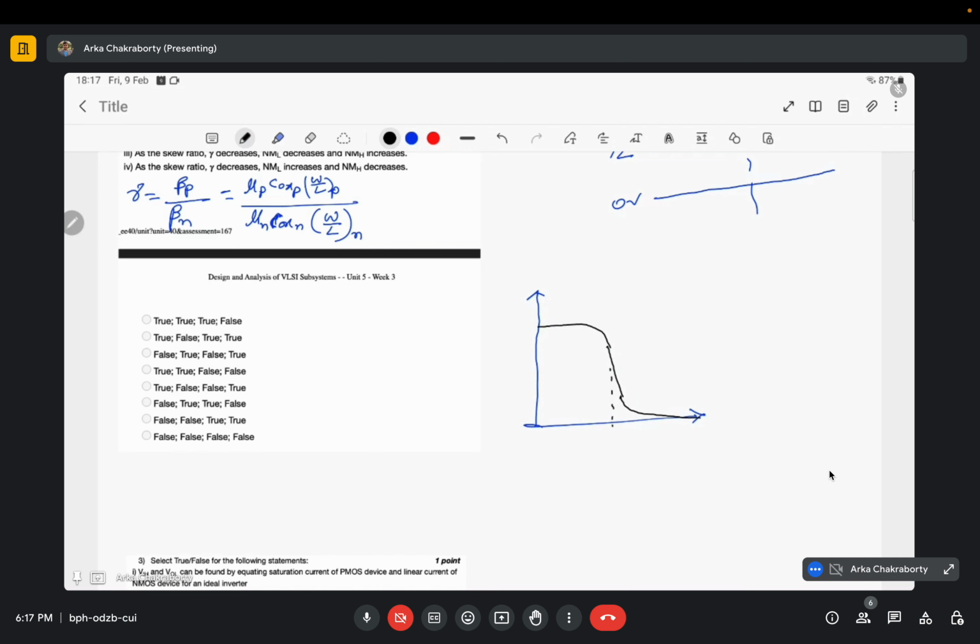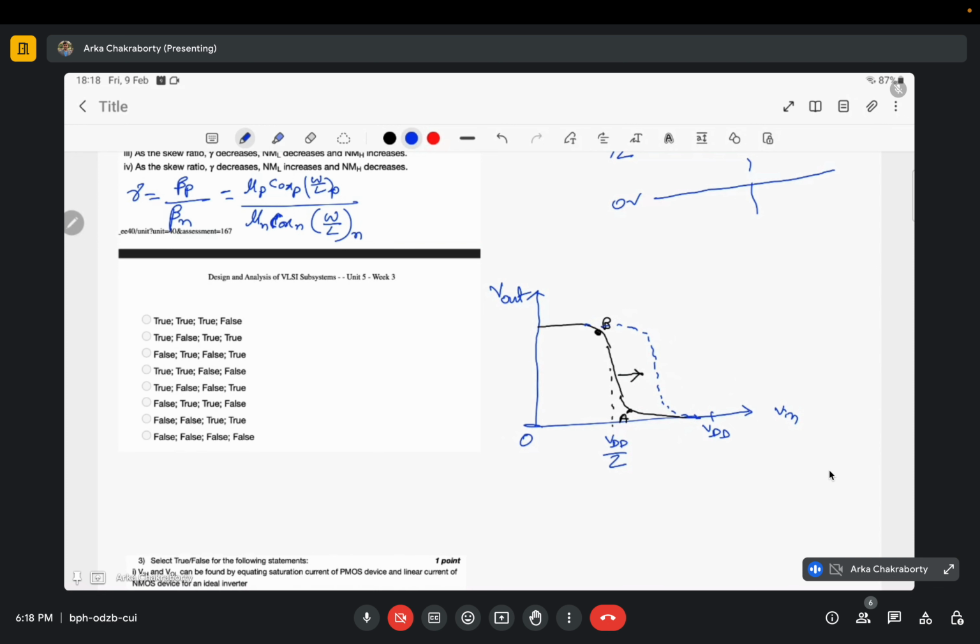Okay, so let us call this point B and this one point A. Now if you remember, if we increase the strength of a PMOS, my inverter would move to the right hand side, right? I discussed that in great detail in the last class. Now see what happens. Why does it happen?